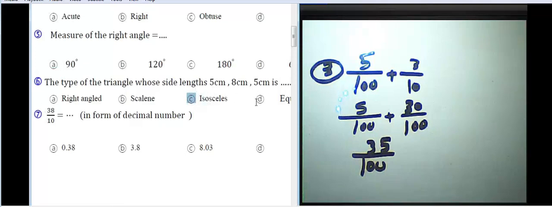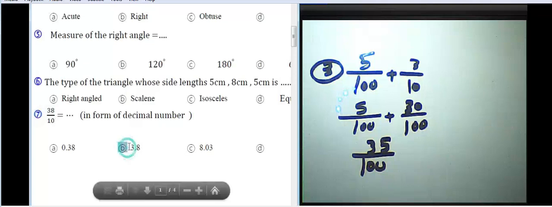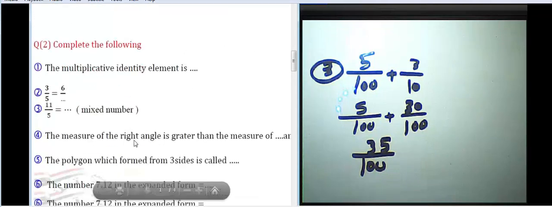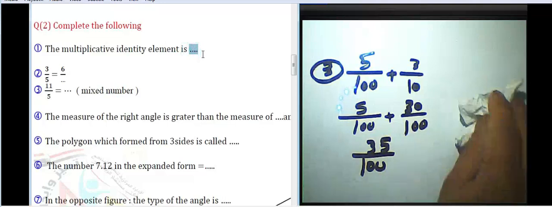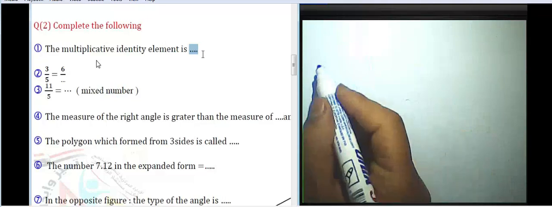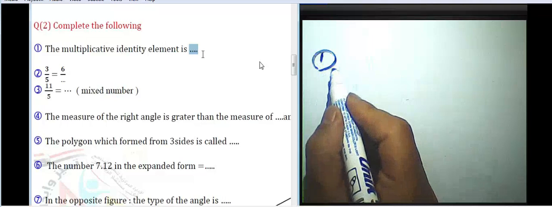Question 7. 38 divided by 10 equals 3.8. Convert to a decimal number. Put the point after one digit. The result will be 3.8. Question number 2. The multiplicative identity element is 1. Write 1. But if he asked you the additive identity, it will be 0. But in this example, he asked about the multiplicative identity, which equals 1.